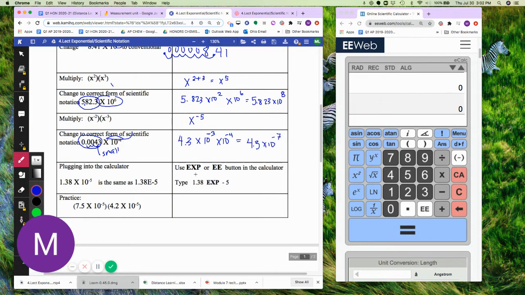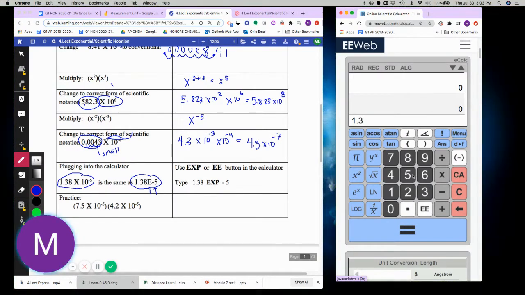All right, next, when you're plugging in scientific notation in the calculator, you have to plug it in this way. 1.38 times 10 to the negative 5 is the same as 1.38 E, uppercase E, and a negative 5. To plug it in, you type in 1.38.